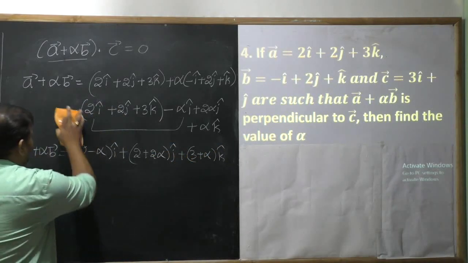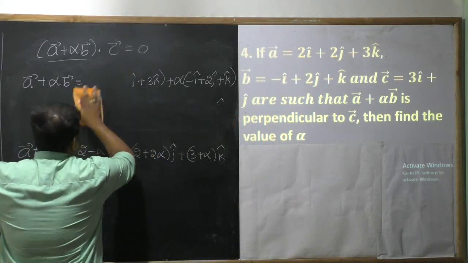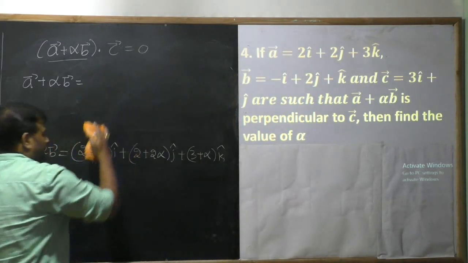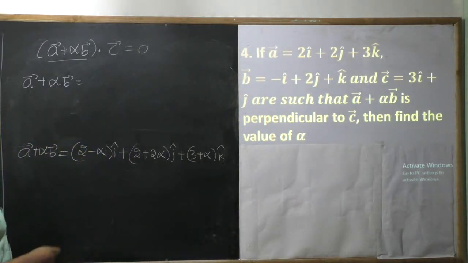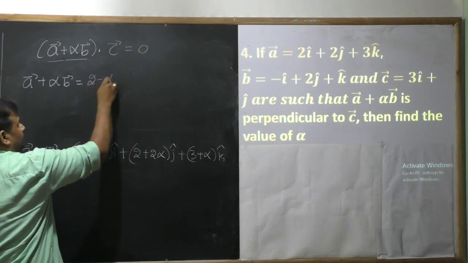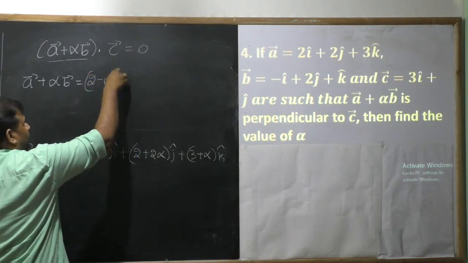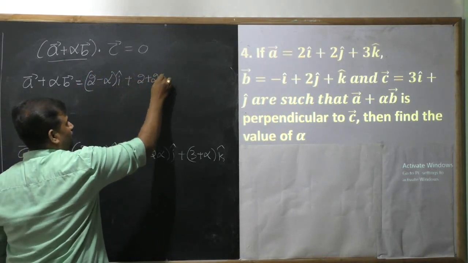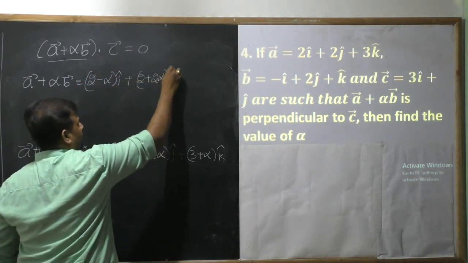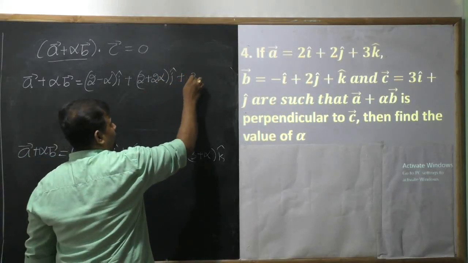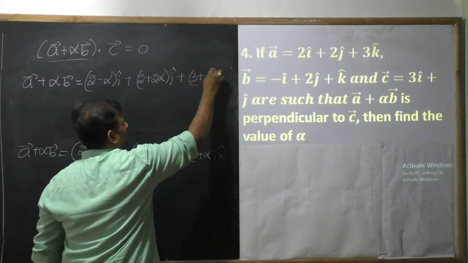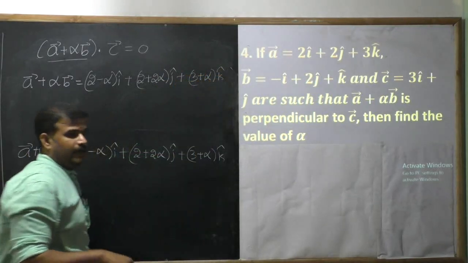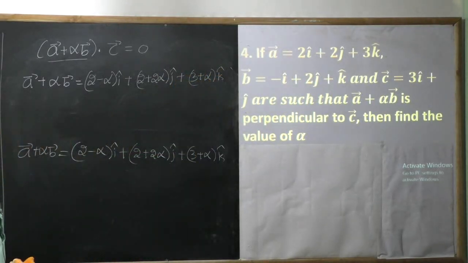So we got vector a plus alpha into vector b as (2 minus alpha) i cap plus (2 plus 2 alpha) j cap plus (3 plus alpha) k cap. This is your vector a plus alpha into vector b.